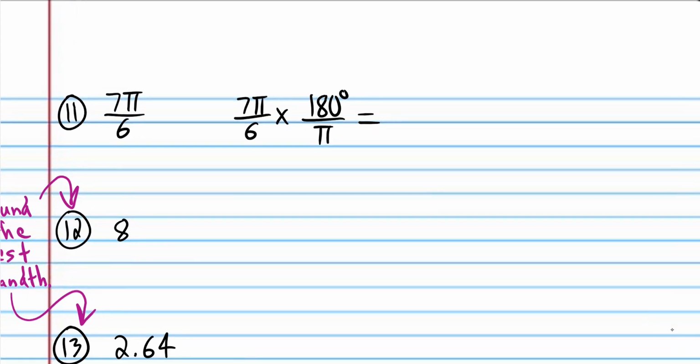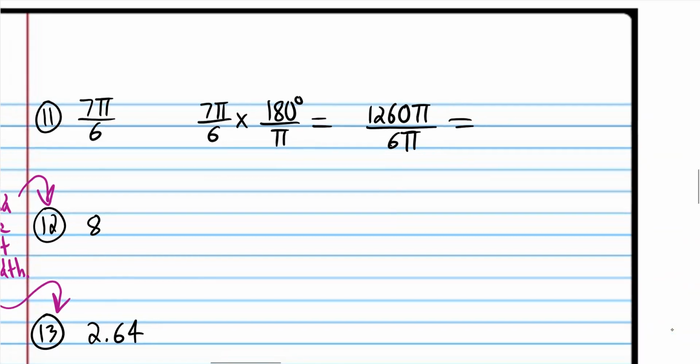So 180 times 7. Don't be afraid to use your calculator. We have 1260 pi over 6 pi. Obviously the pi's cancel out, and 1260 divided by 6 is 210. So there you go.